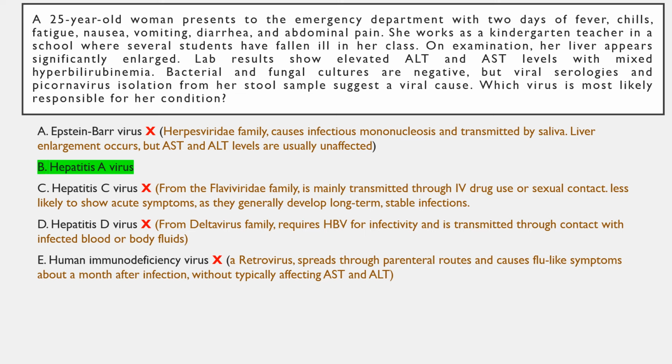Option C is incorrect, as hepatitis C virus is a member of the family of Flaviviridae and is transmitted most commonly by intravenous drug use or via sexual contact. Patients are less likely to present with acute symptoms, as most typically develop stable chronic infections. Option D is incorrect, as hepatitis D virus is a member of the Delta virus family and requires hepatitis B virus surface antigen to be infective. It is transmitted by contact with infected blood or body fluids.